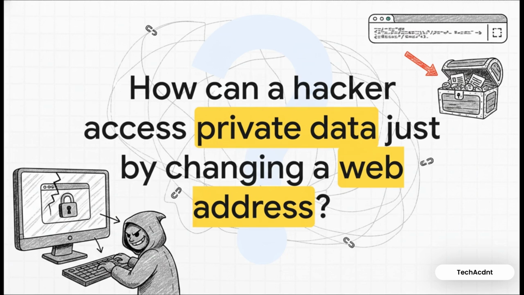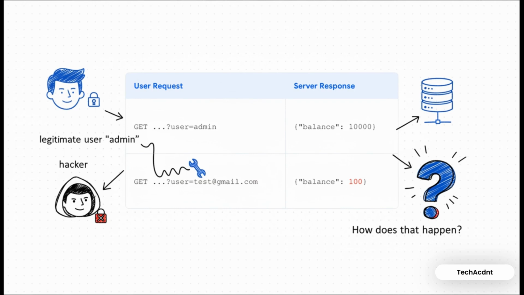How can someone get into private data, like, say, your bank balance, just by tweaking a little bit of text in a web address? I mean, it sounds like something that should never work, but you'd be surprised how often it does. So here's the trick, right in front of you.